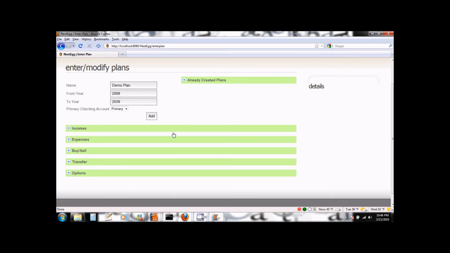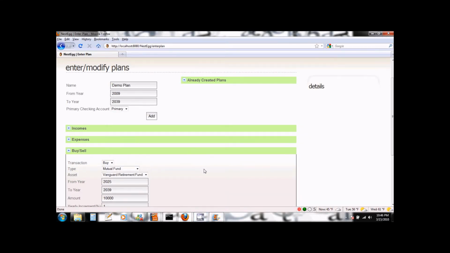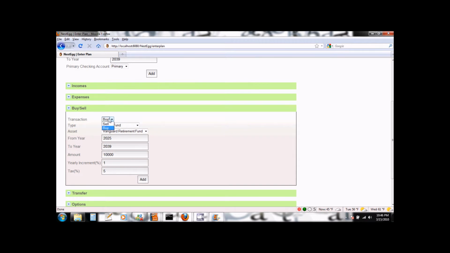Just like we can buy into an account, we can also sell something. So let us say we are going to sell our house, the San Francisco condo that we own, in the year 2035. Say we are going to move into a retirement home in the year 2035. Now here is something important.